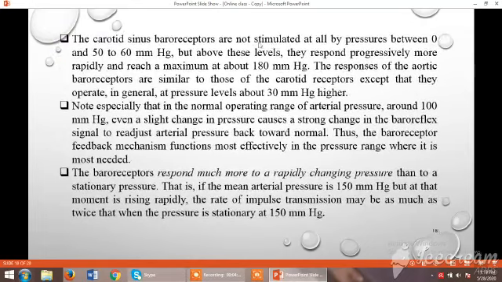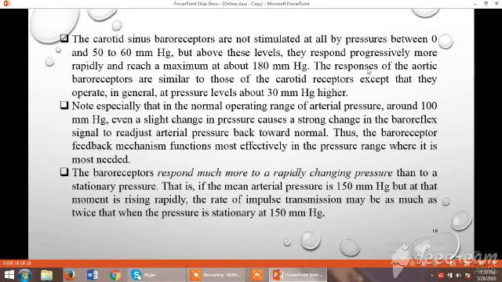Now the carotid sinus baroreceptors are not stimulated at all by pressures between 0 and 50 to 60 millimeters of mercury. Above this level they respond progressively more rapidly and reach a maximum at about 180 millimeters of mercury. The responses of the aortic baroreceptors are similar to those of the carotid receptors, except that they operate in general at pressure levels about 30 millimeters of mercury higher.